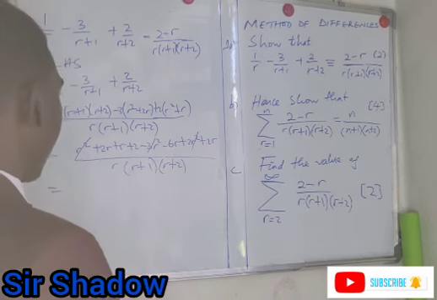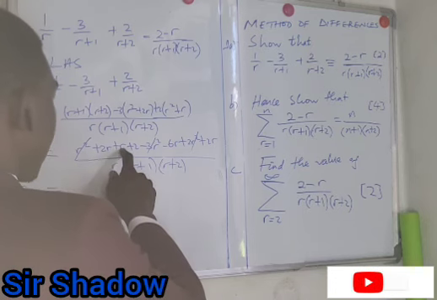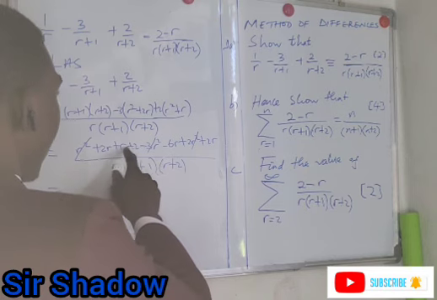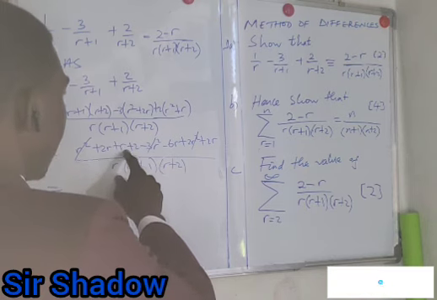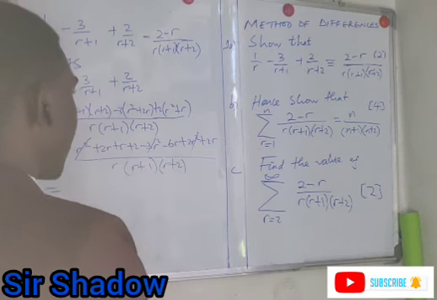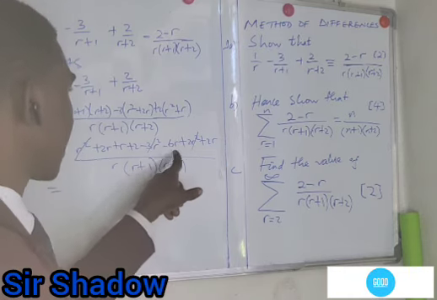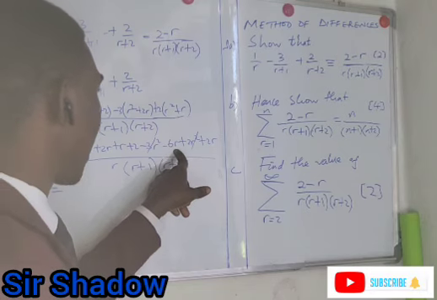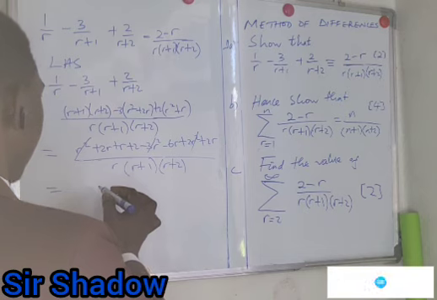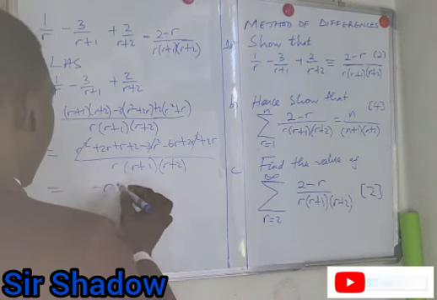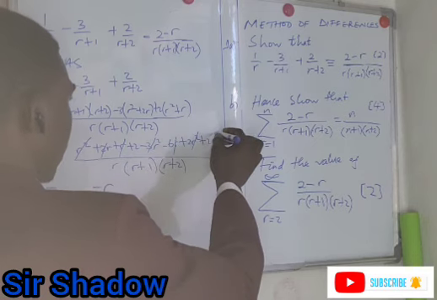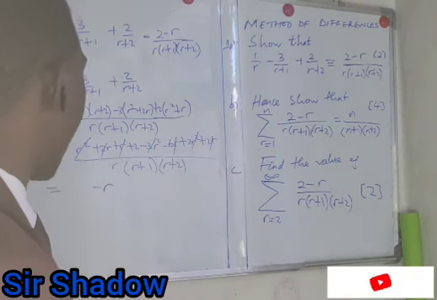Then 2r plus r gives us 3r. 3r minus 6r gives us minus 3r. Minus 3r plus 2r is minus r. So this one and this one and this one and this one will give us minus r, right?